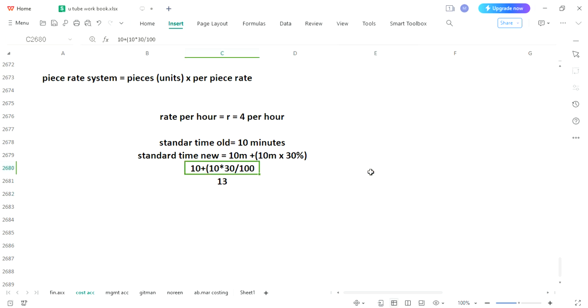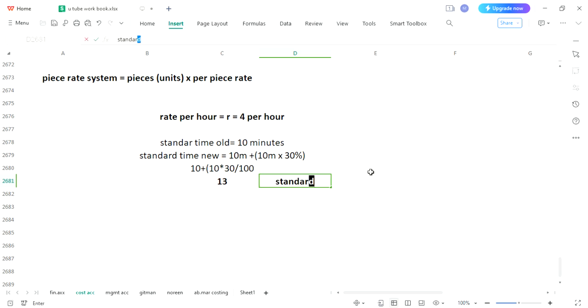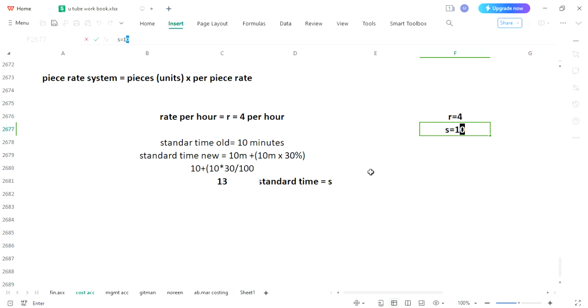Please note down carefully what was said in the question. So this is standard time and it is denoted by S. R we have seen is 4. Separately we can write small r is equal to 4. Standard time is equal to 13.